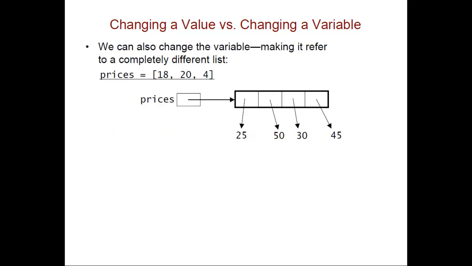Now I can also make a list variable refer to a completely different list. So here is my current list, prices. If I do this assignment, what's going to happen?